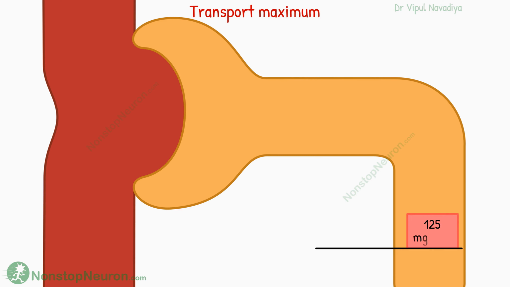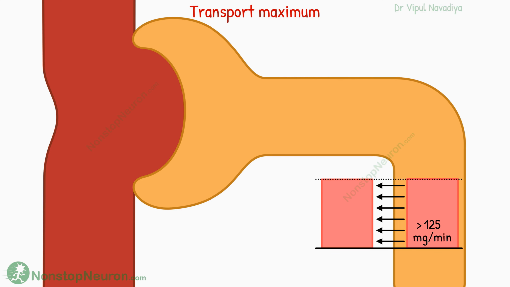We have seen that normally 125 milligrams of glucose is filtered every minute, and almost all of it is reabsorbed. But you know what? Tubule can reabsorb even higher loads also. However, this increase in reabsorption can occur only up to a limit. Beyond this limit, there is no further increase in reabsorption. This limit is called the transport maximum. Now let's see the mechanism behind this.